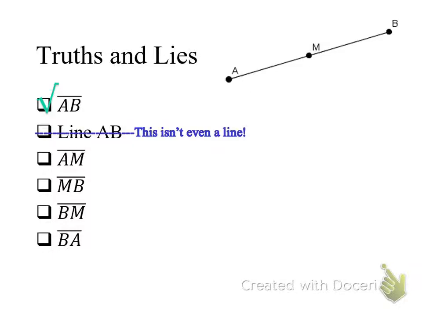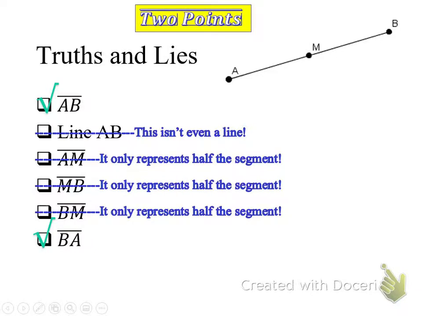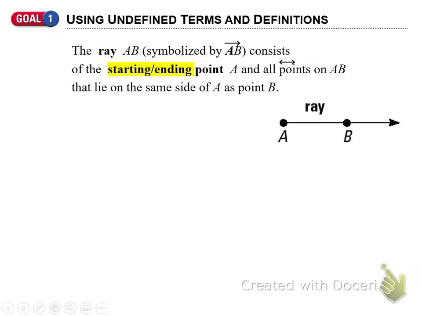AM. No. AM would start at A, end at M. It would not be the whole line. MB. No, same reason. BM? No. Same reason. BA? Yes, start at B, end at A. That is correct. This next one is the more complicated one to name, but it's not complicated at all.